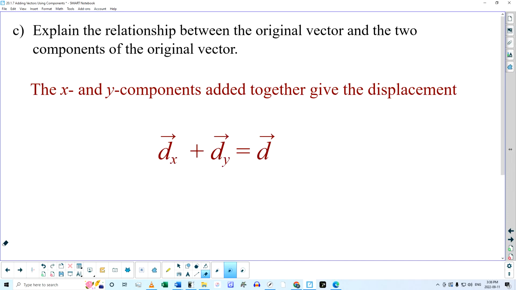Another way to put this mathematically is the vector component in the x direction plus the vector component in the y direction equals the vector. Now again, these are vectors, so when I say add, I'm not saying you add the numbers together. I'm saying you take this x component and draw it tip to tail with the y component, and you will get the vector that we started off with.